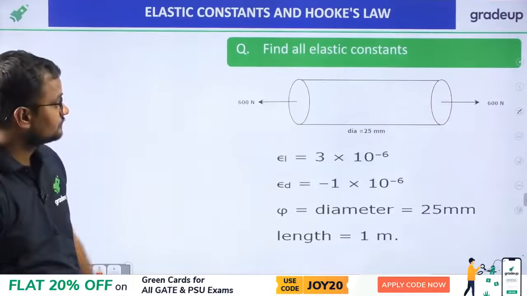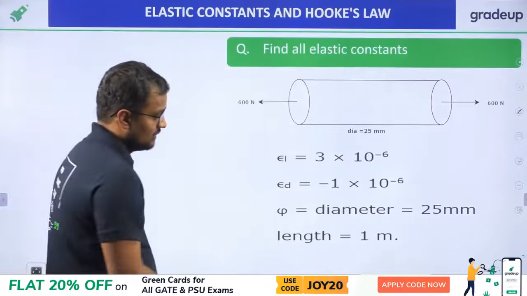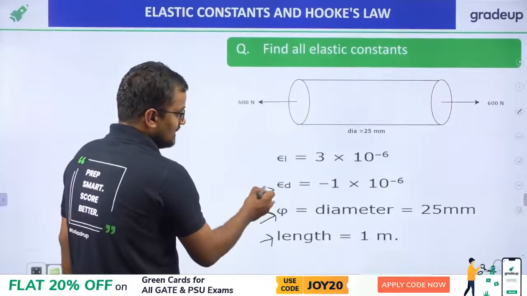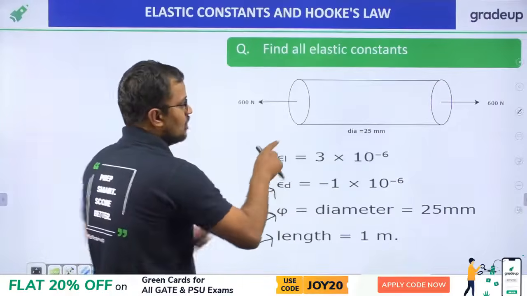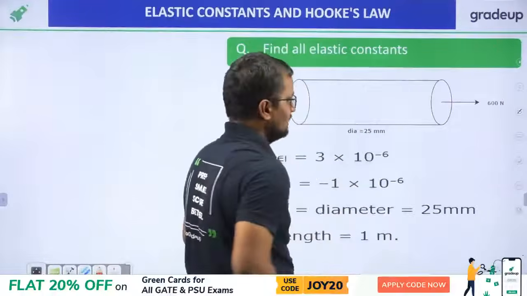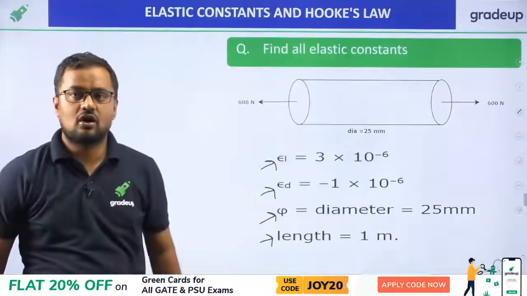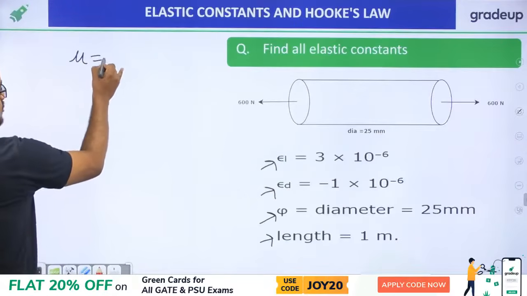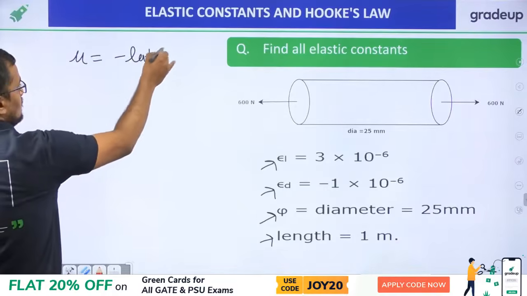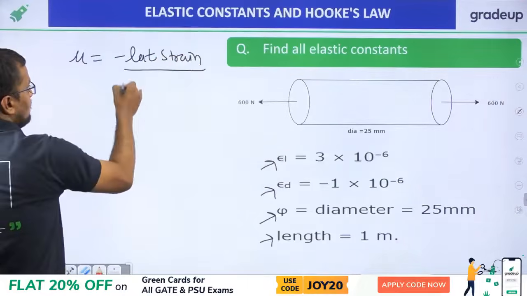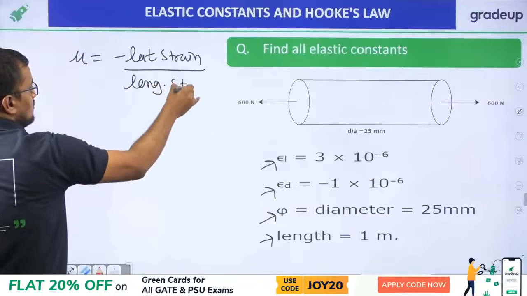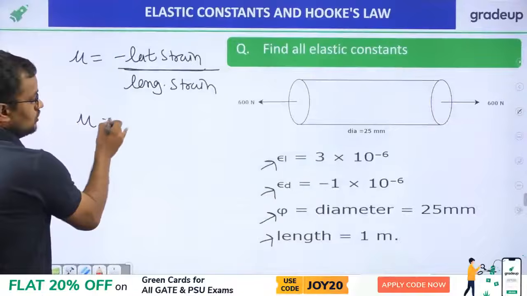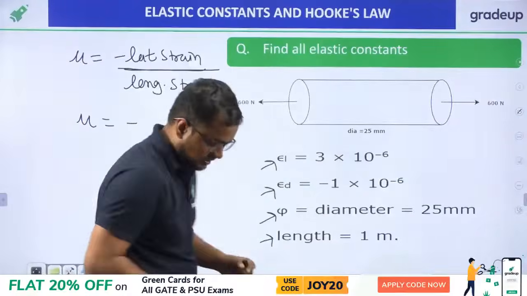So this is a body, dia 25 mm, length is 1 meter, this length is 1 meter, dia is this, epsilon D, epsilon L. Epsilon L is longitudinal strain, and epsilon D is diametrical strain. They are asking to find all elastic constants. Let us first of all find out mu. Mu is equal to minus of lateral strain upon longitudinal strain. Let me solve also, and those who know the solution can solve on your own also.